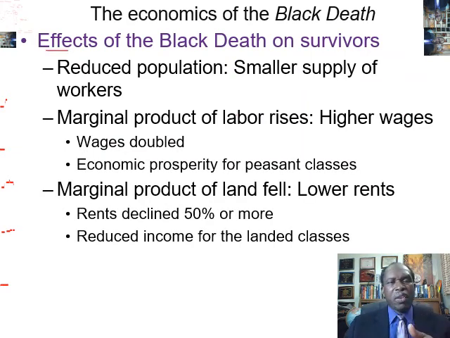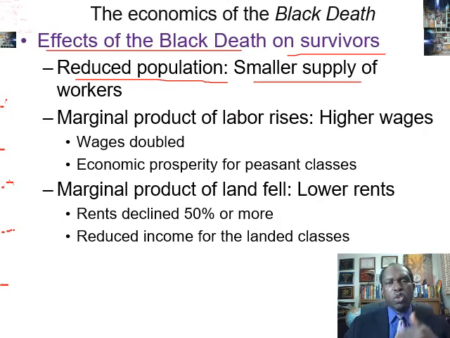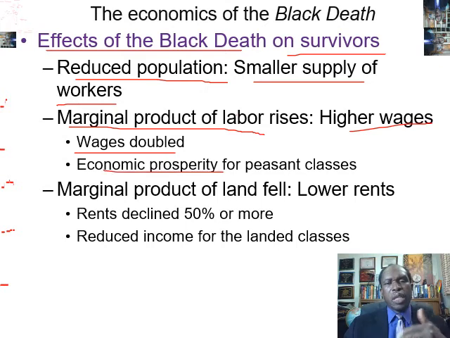So what was the effect of the Black Death on survivors? It reduces the population, so you have a smaller supply of workers, with scarcity of workers. So labor supply decreases and shifts to the left, which leads to a higher marginal product of labor and higher wages. Wages doubled, so the economic prosperity for the peasant classes rose.